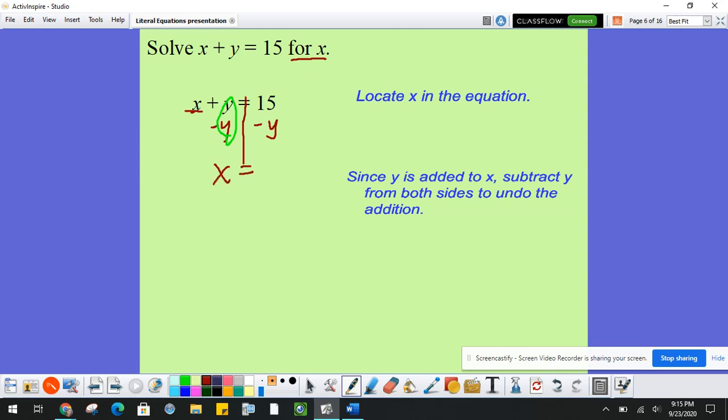On the other side of the equal sign, in the last couple of weeks, we were able to do something like 15 minus 5 and we would get 10. But we don't know what y actually equals. We just know we're supposed to do 15 minus y. Since we can't actually do it, that is my final answer: 15 minus y. So x equals 15 minus y.